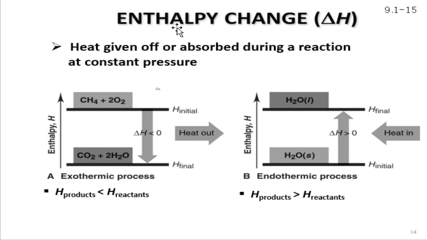Next is the summary of enthalpy change. Heat given off or absorbed during a reaction at constant pressure. Heat given off or heat release, this is an exothermic process. So the enthalpy of reactant is larger than the enthalpy of product. While in this case the enthalpy of product is larger than the enthalpy of reactant. So this is endothermic, heat in or heat absorbed.